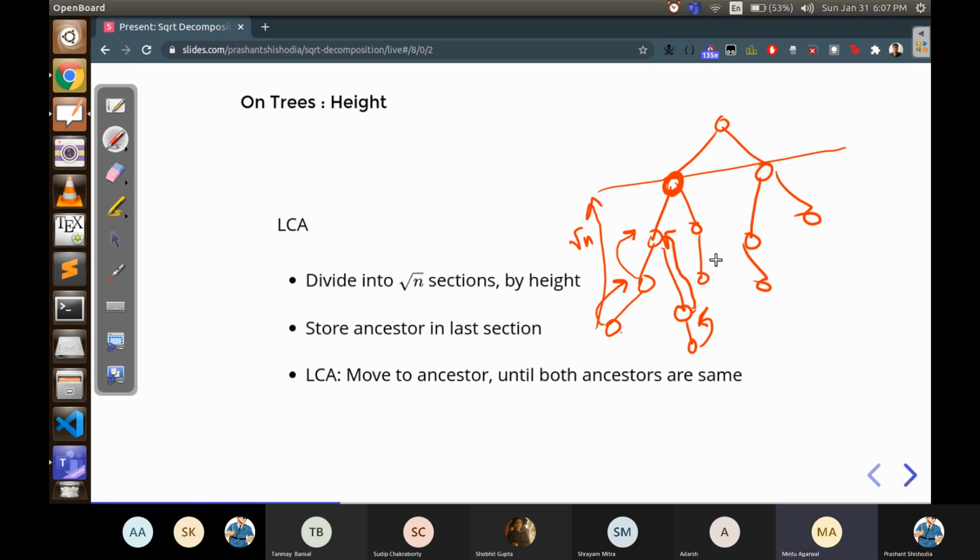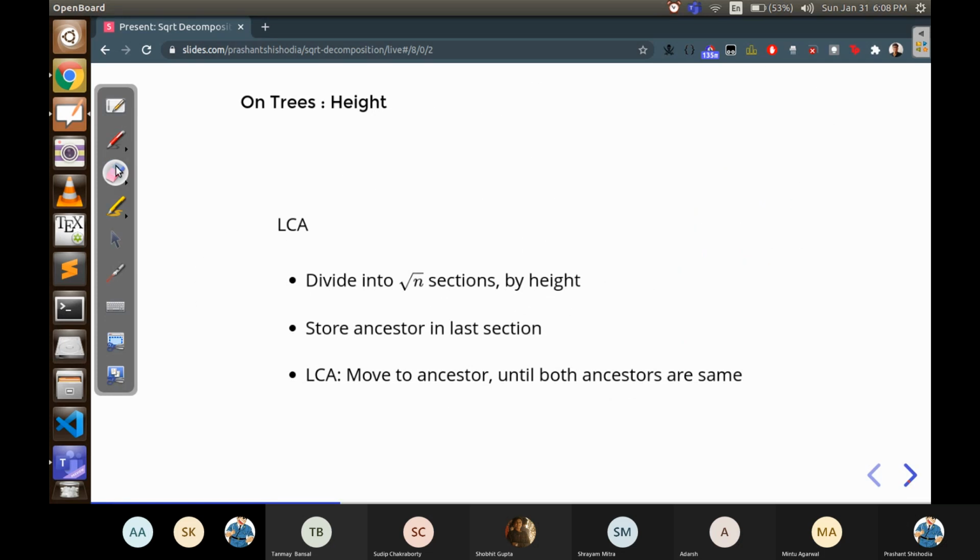If we get the ancestors to be the same, then we move parent by parent and we check. But first we will have to get their depth the same. Once we have their depth the same, we move in steps of root n until we get both their ancestors the same. And once we have their ancestors the same, we move step by step, parent by parent. Okay.